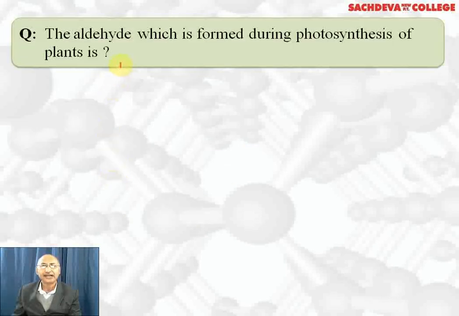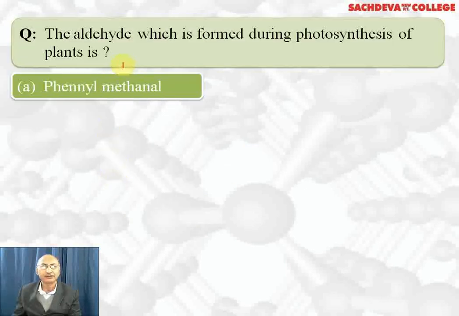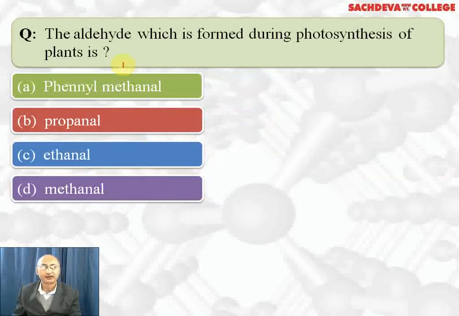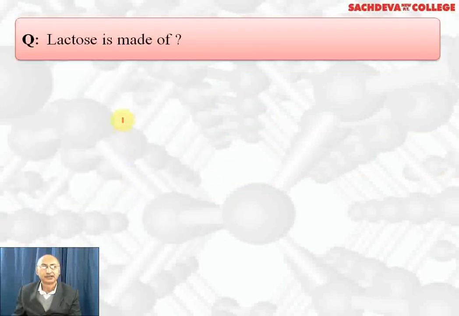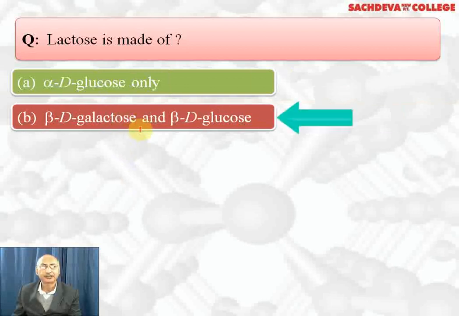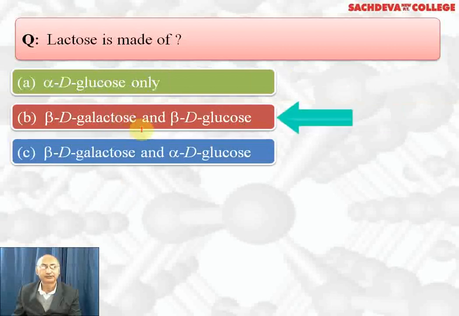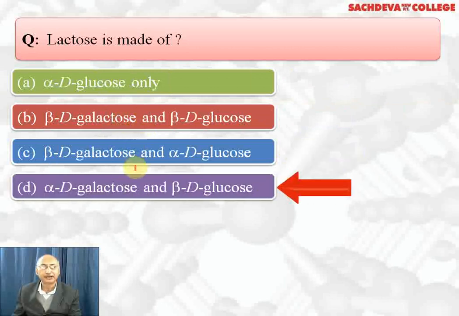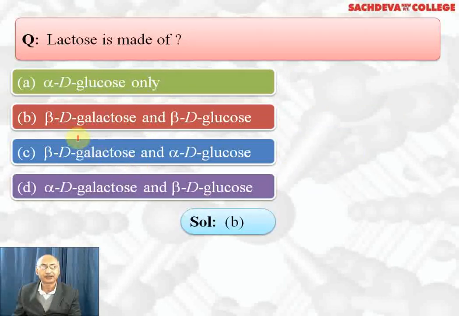The alcohol which is formed during photosynthesis of plants is phenylmethanol, propanol, ethanol or methanol. Correct answer is D part, methanol is formed. Lactose is made up of alpha D glucose and beta D galactose, beta D glucose and beta D galactose, alpha D glucose and alpha D galactose, or beta D glucose. Correct answer is B part. It consists of beta D galactose and beta D glucose.